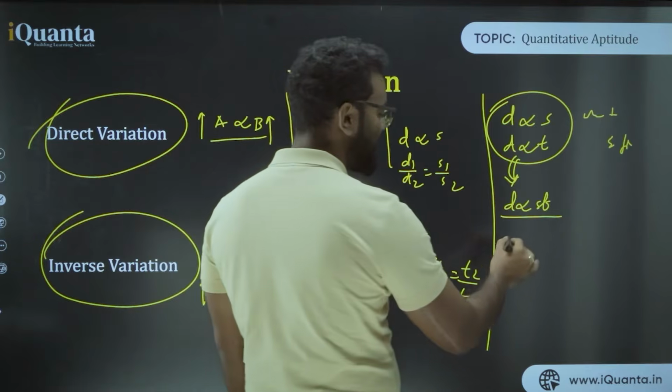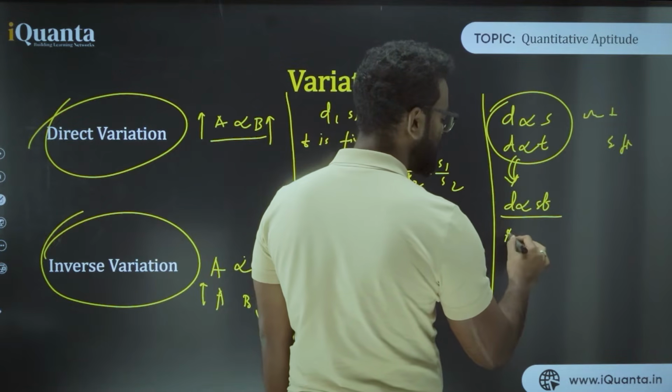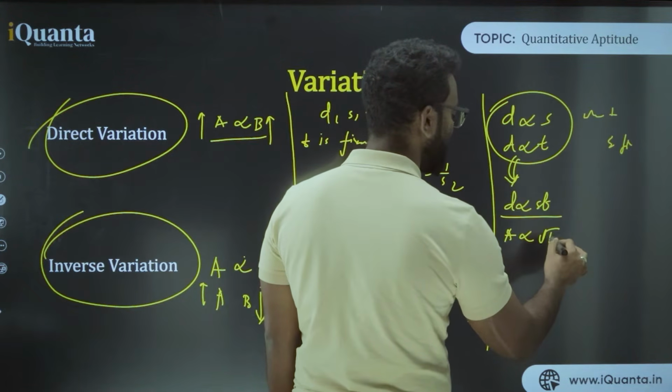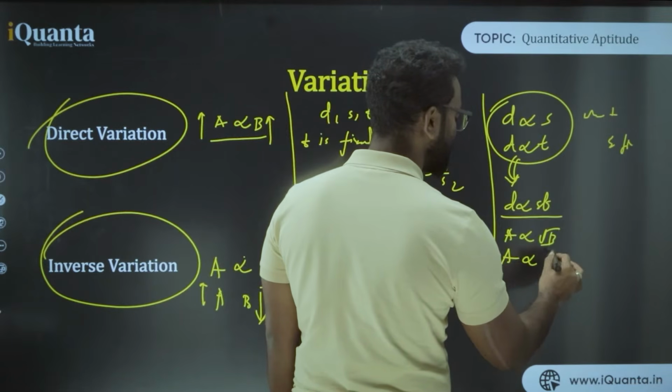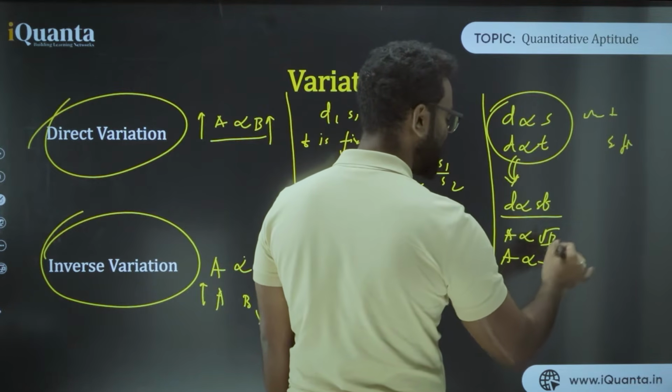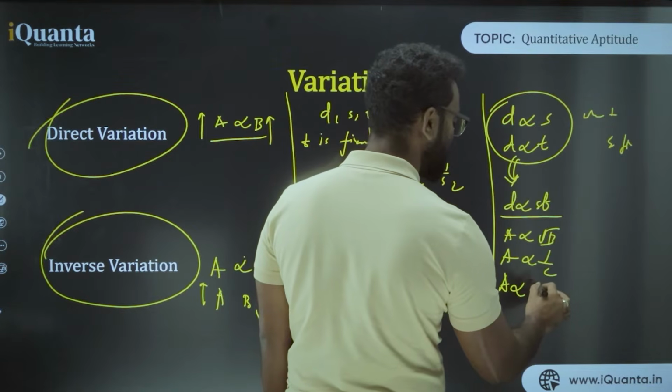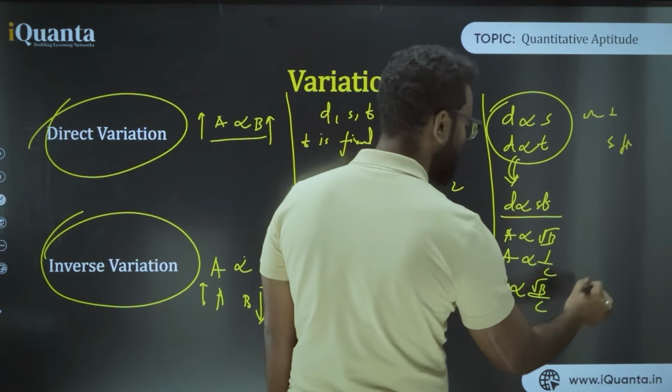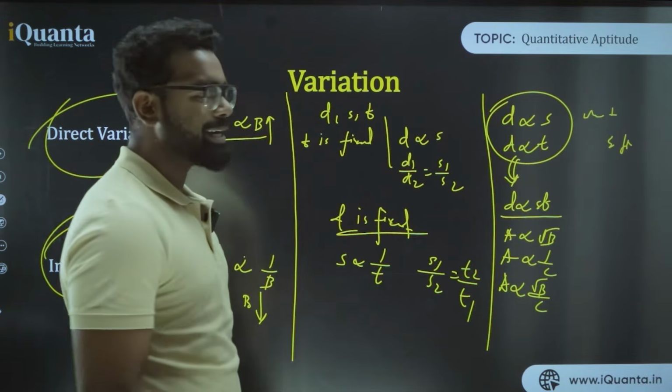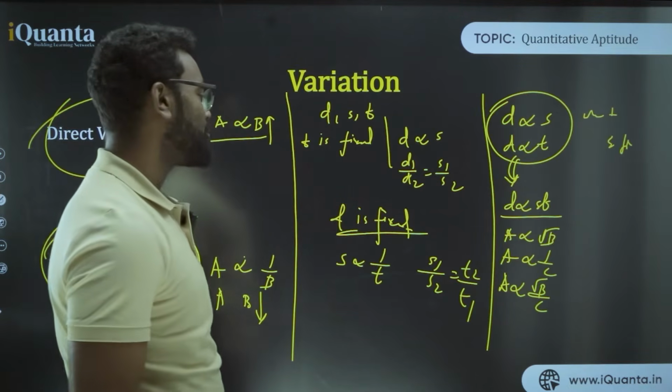And similarly, let's say A is directly proportional to root B and A is also directly proportional to 1 by C, when obviously C is fixed and B is fixed. So I can say A is directly proportional to root B upon C. And this is known as compound variation. Remember, this is always known as compound variation.